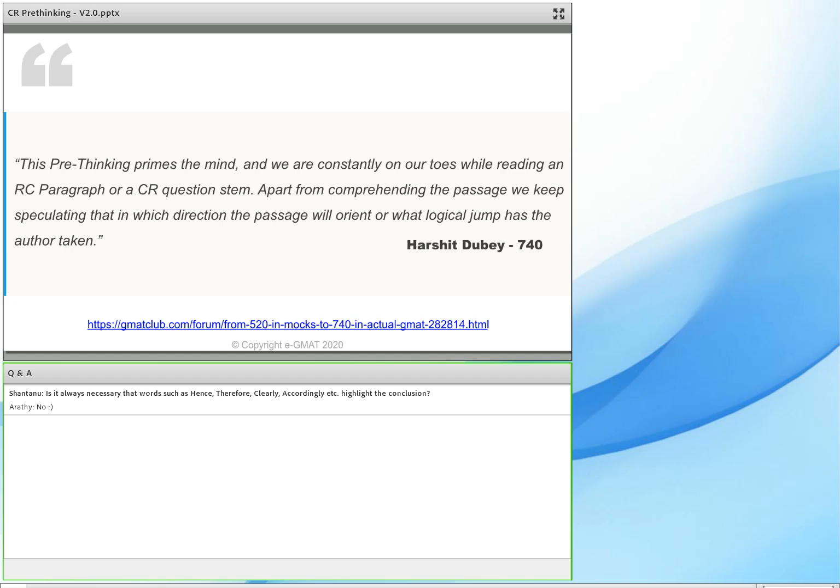There's another guy who actually, I think he scored a V44 or so, if I remember. He says, pre-thinking primes the mind. We're constantly on our toes while reading a paragraph or a CR question stem. Apart from comprehending the passage, we keep speculating in which direction the passage will orient. This is more about an RC passage, or what logical jump the author has taken, which is more about the CR piece. This guy moved from a 520 to a 740.